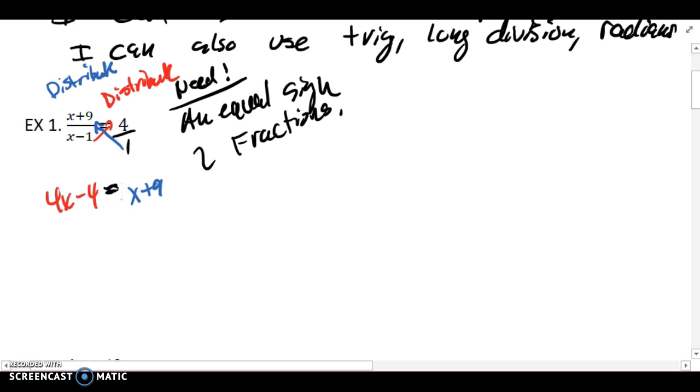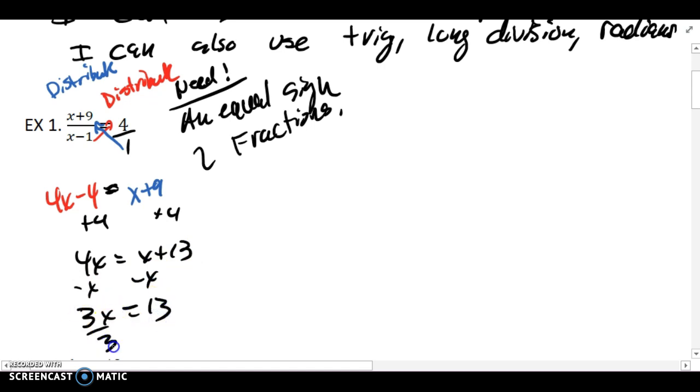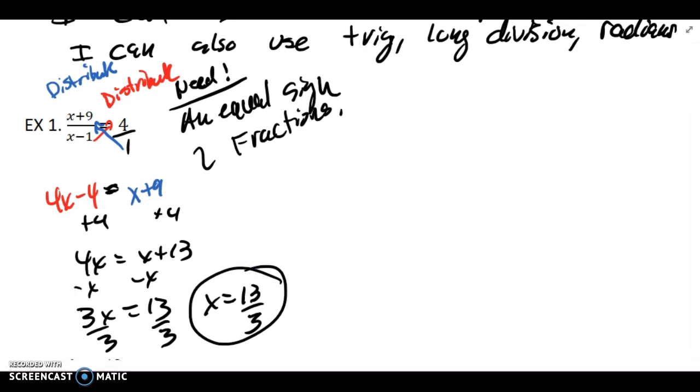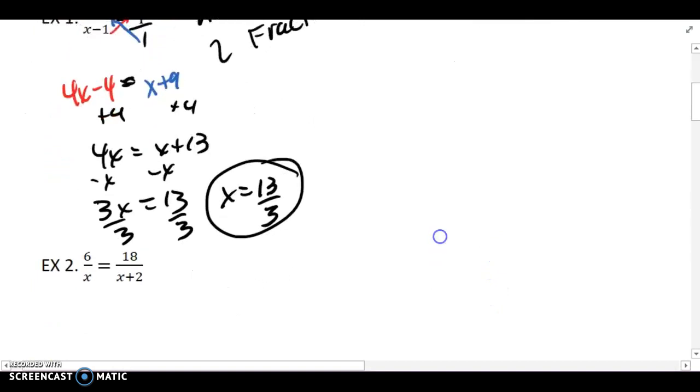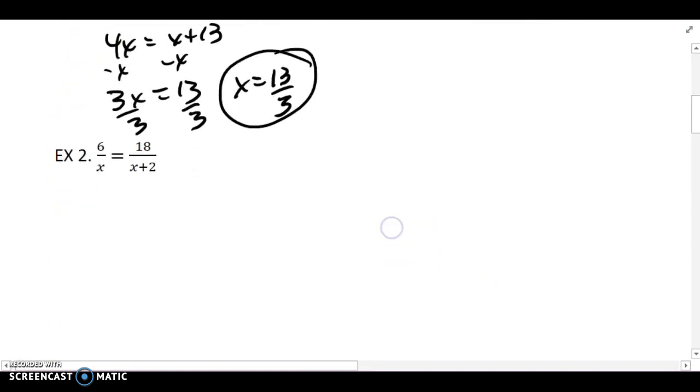And then from here, we're just going to use basic solving techniques. So I'm going to add 4 over, so I get 4x is equal to x plus 13. Then I'm going to subtract x and get 3x is equal to 13. Divide off the 3, so x is equal to 13 over 3. Okay? All right. Any questions? If you have questions, you have to go back and watch it. That's it, though, cross multiplication.